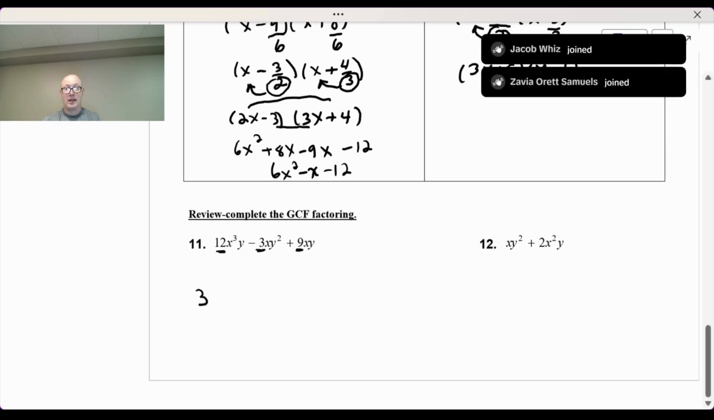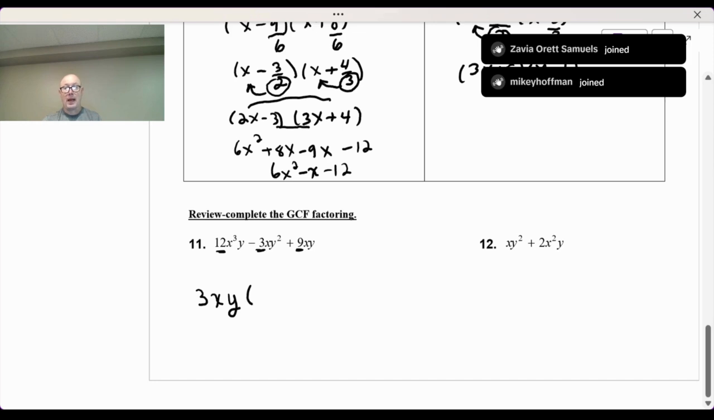All right, now we're going to look at the x's. So there's an x cubed, an x to the first, and an x to the first. So we can bring out front the lowest power that I have with that variable. So I have an x to the first is the lowest power, so I'm going to bring out an x to the first. And the same thing with the y's. We have a y to the first, y squared, and a y. So I can bring out a y to the first there.